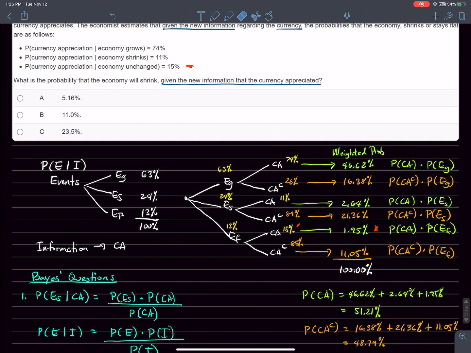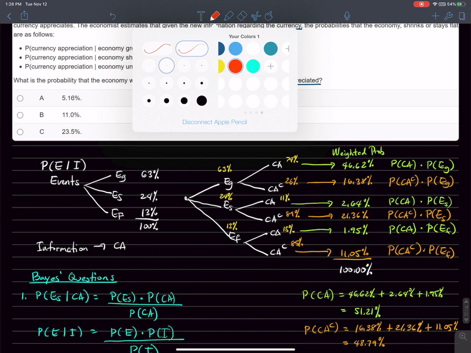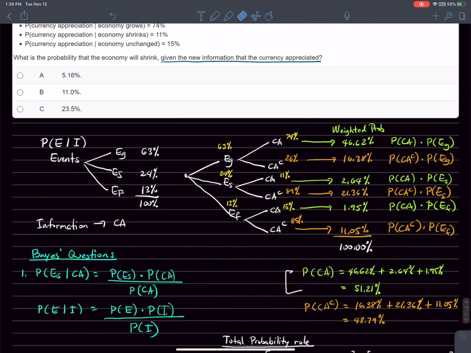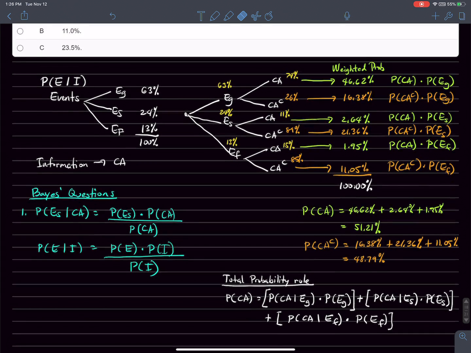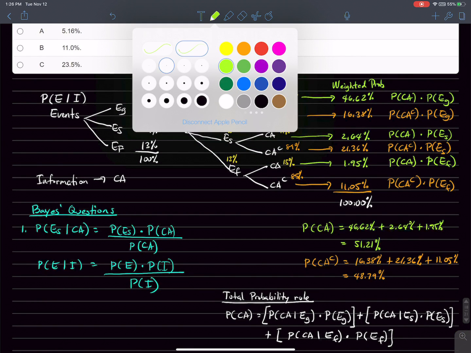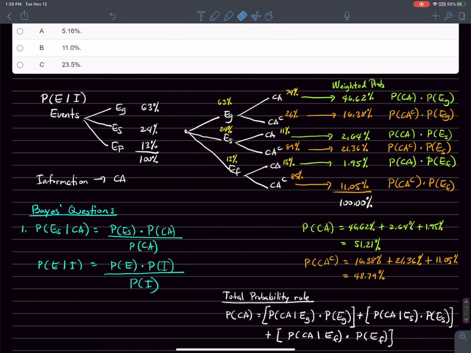Now we know if we add these green ones, if we add these green colors, you will have here the probability of currency appreciating, 51.21%. So we can plug this figure over here. So this is 51.21%.